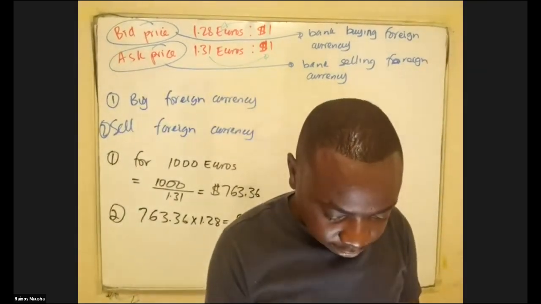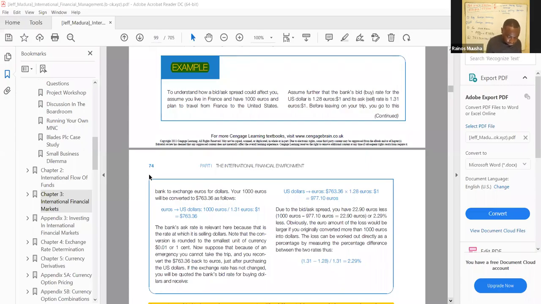So if you look at the example that we have, this is exactly what they're trying to explain to us. From 1,000 euros, you end up with 977.10 euros. So in this case, you end up losing out on 22.90 euros, which is about 2.29% less return. And even if you look at the difference between the bid ask prices, 1.31 minus 1.28 divided by 1.31 will give you the percentage difference, which is basically the loss that you're going to be making by just looking at the difference between the bid ask price.